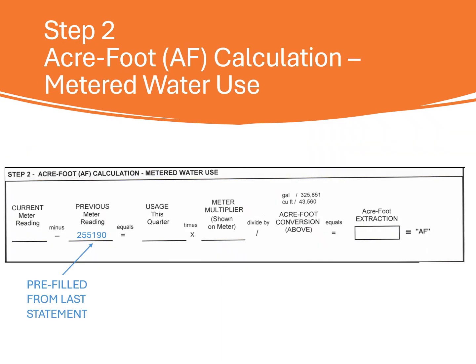Step 2 is for calculating metered water use. Per current OBGMA ordinance, all wells must be metered. A pending ordinance provides a meter exemption, but if you do not have an existing exemption, your well must be metered. If you have been reporting meter readings, the previous meter reading will be filled in for you.